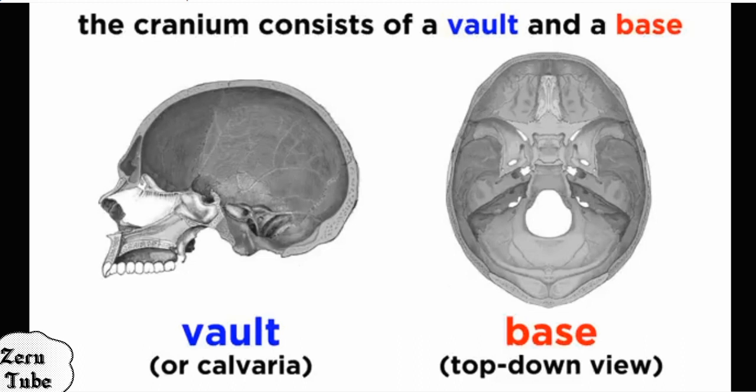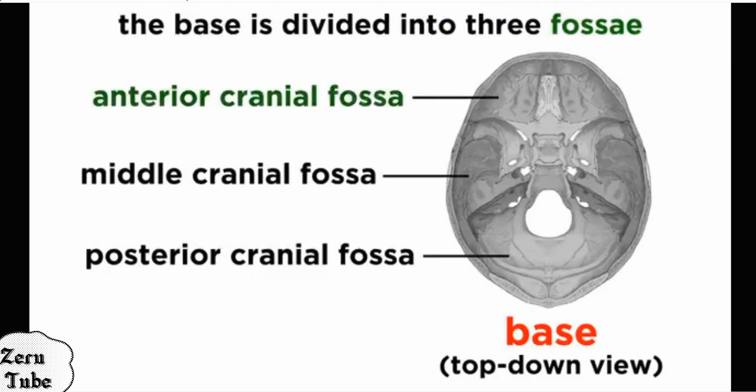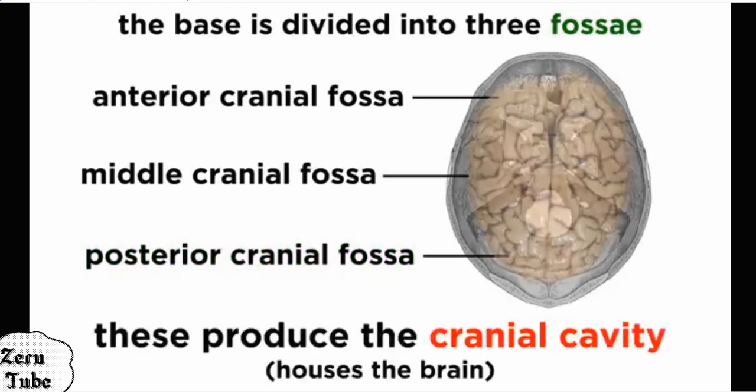So the skull is classified as the cranium as well as the facial bone. The cranium consists of the vault and the base. The vault is a calvarial type, and the base is found at the inferior surface of the bone. So the vault bone as well as the base bone. The base is divided into 3 fossae: the anterior cranial fossa, middle cranial fossa, and posterior cranial fossa. So the base of the cranium can be divided into 3.